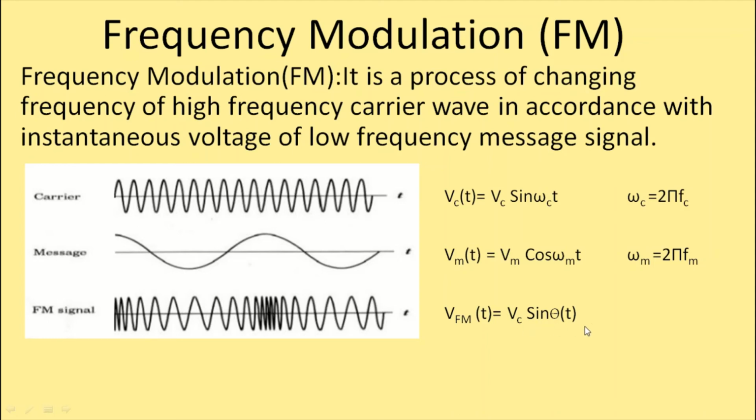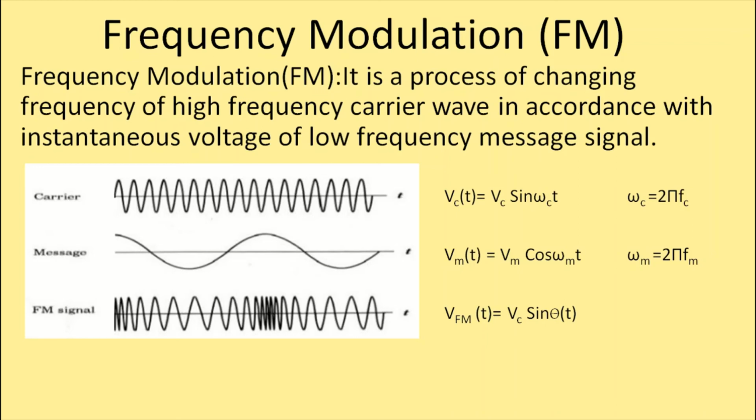where theta of t is nothing but the representation for the angular frequency of the FM signal. Now here, if you observe, the frequency of FM signal is not constant, but it is continuously varying. So for that reason, as of now, we have just mentioned the angular frequency as theta of t, and what exactly is this theta of t, that we will see at a later stage.